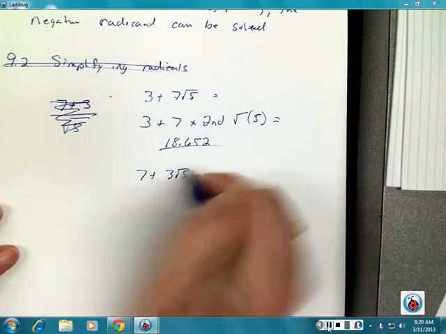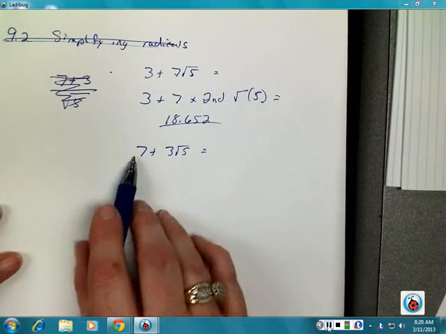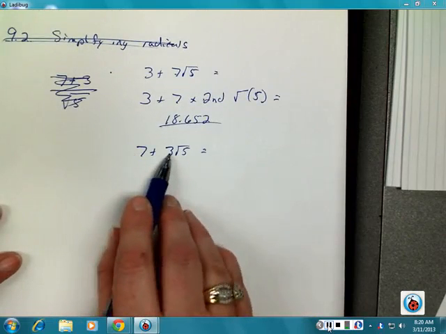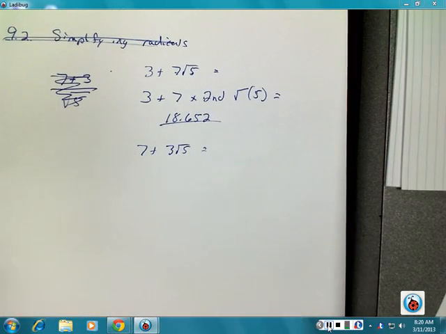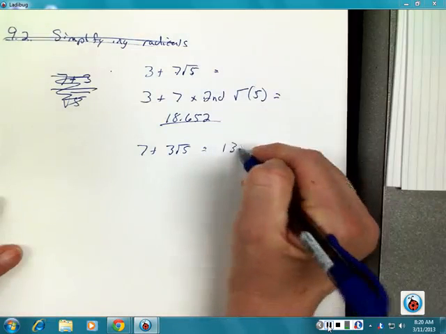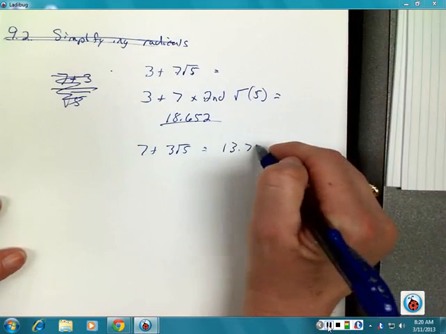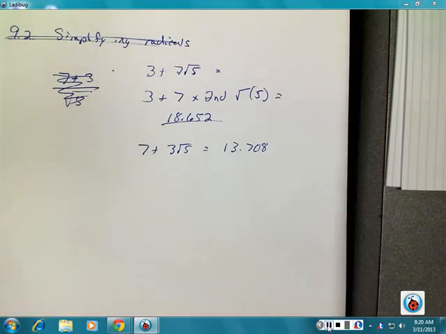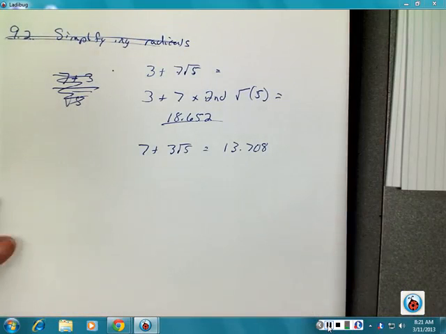3, the square root of 5. So let's try that one. So if I try this one, I'm going to have 7 plus 3 times the square root of 5 equals, and what does that come out to be? So that should be your 13 point, what was it? 13.7. What was the rest of it? 083. Okay. So 13.708 should be your answer. Comes up with that one. All right. It's just a matter of having them backwards.